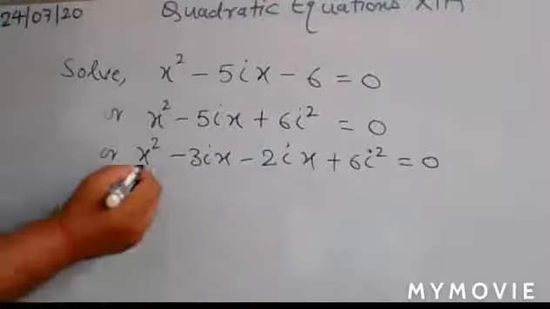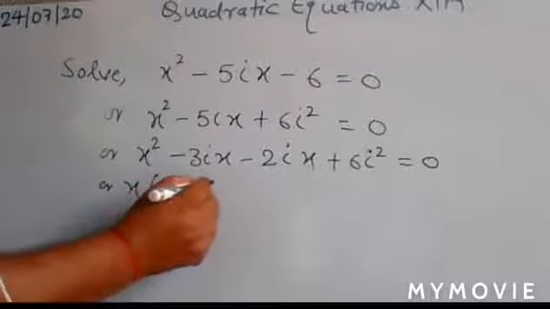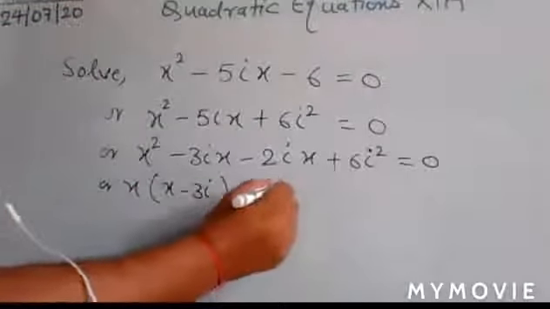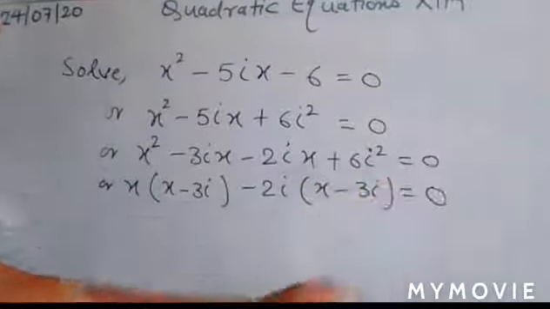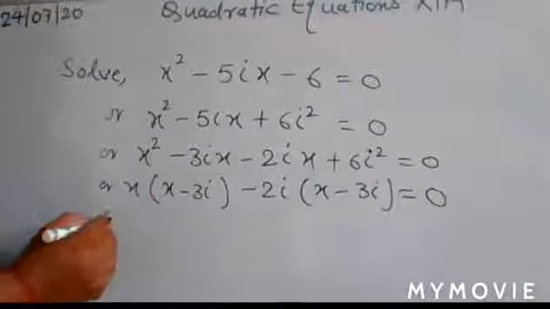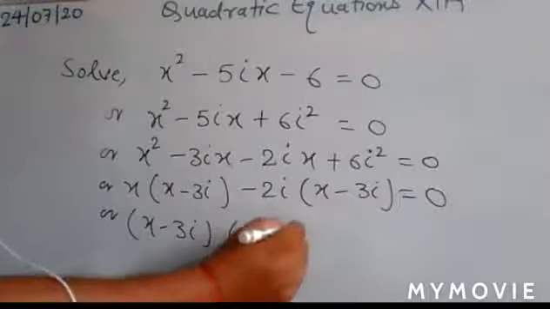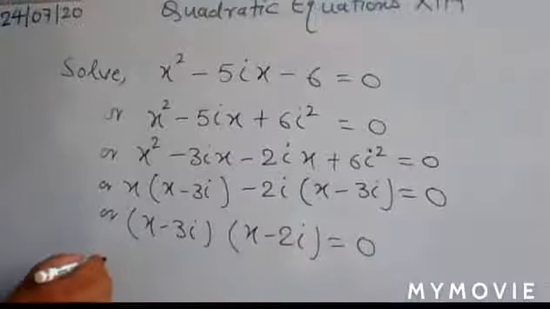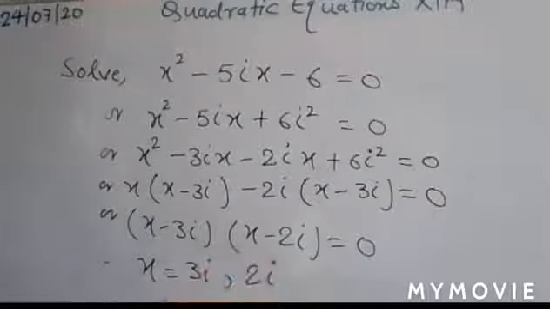Now taking x common, you have x minus 3i, and here you take minus 2i common, so you have x minus 3i, that is equal to 0. Again take common x minus 3i, so you have x minus 2i is equal to 0. So the value of x is equal to 3i and 2i. So 3i and 2i is your answer. Note it.